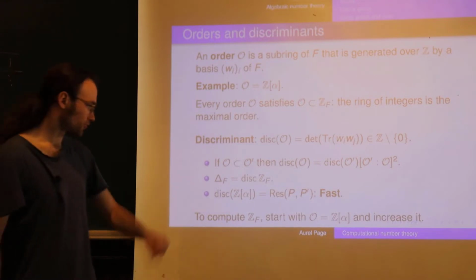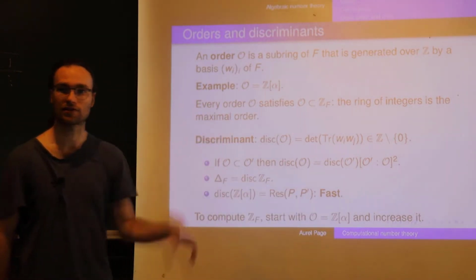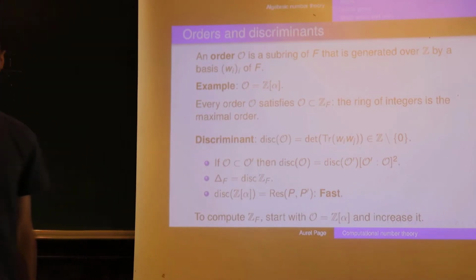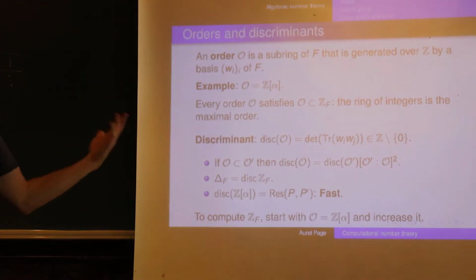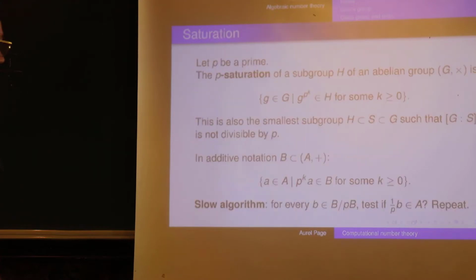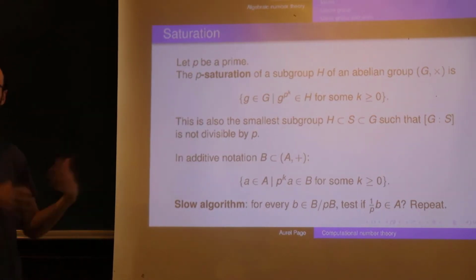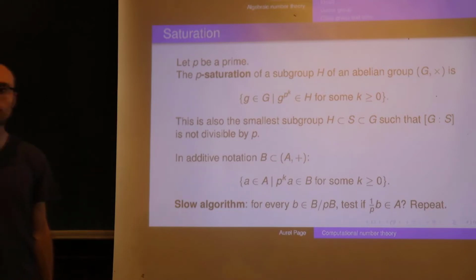So, to compute the ring of integers, we start with a certain order, usually Z[alpha], and we increase it until we can't anymore. So we are reduced to the question of how do we know that we can increase it or not? How do we increase it if we can? For this, I will introduce a useful notion, not just in this context but more generally in abelian groups. It's the notion of saturation.